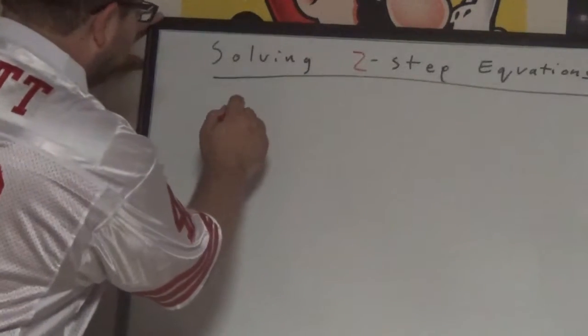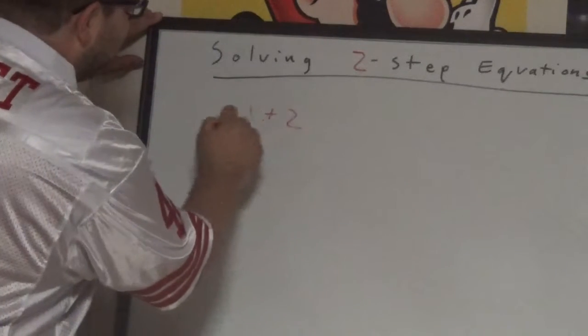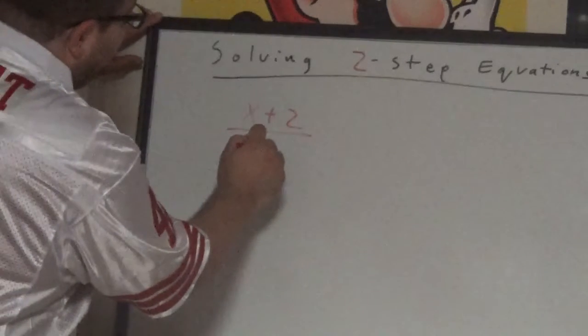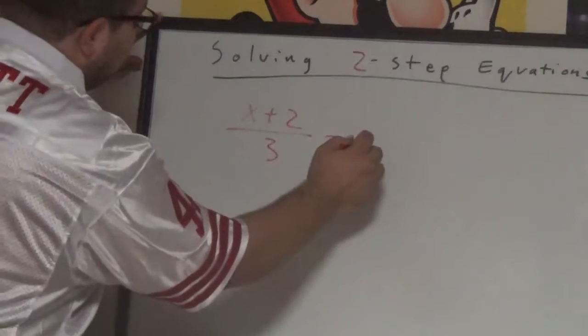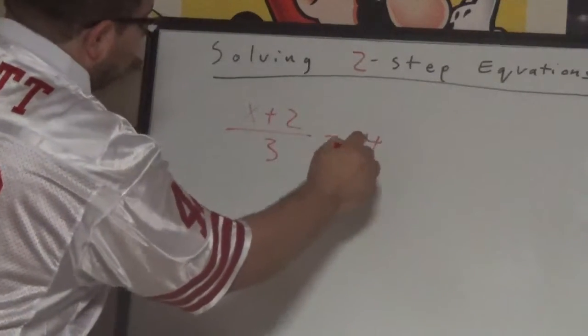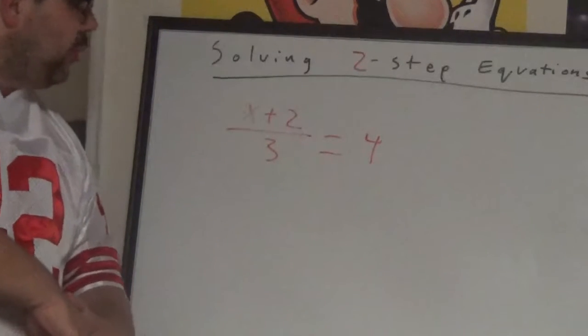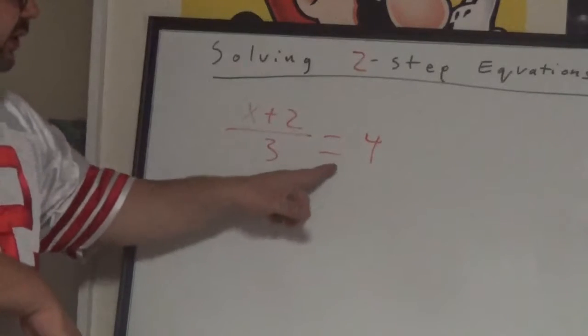Now, the last one that I have is one that looks like this. So, here's one where we have the quantity x plus 2 on top of a fraction, 3 on the bottom, and it equals 4.